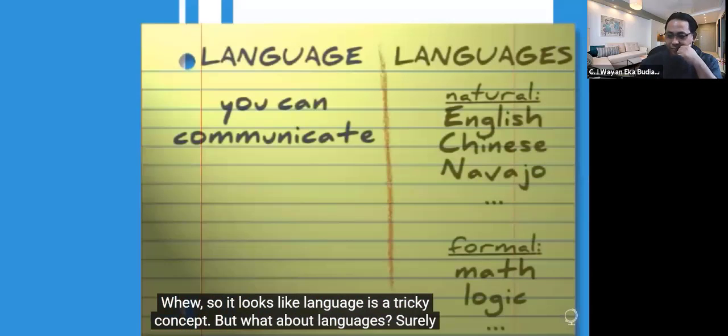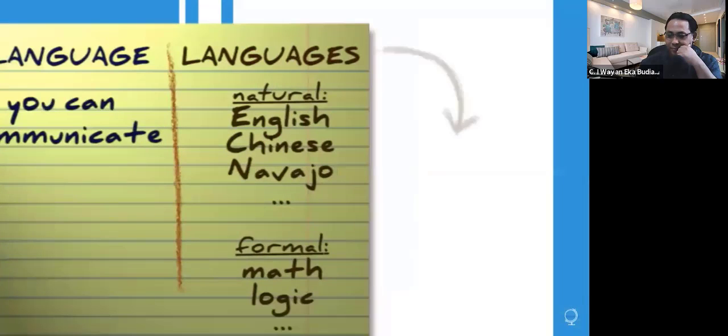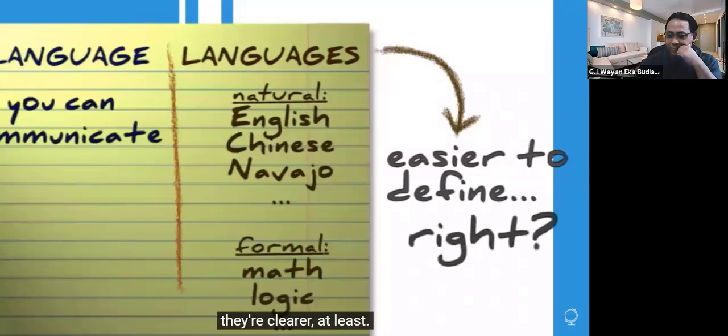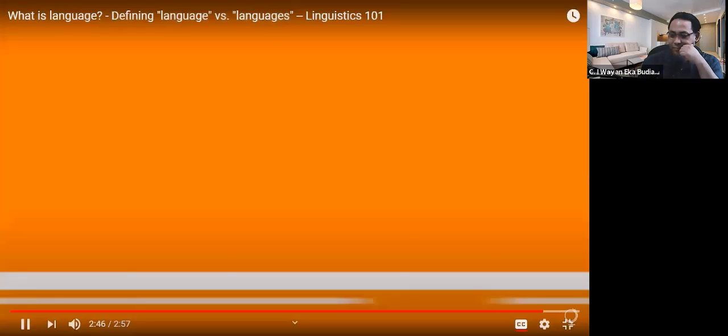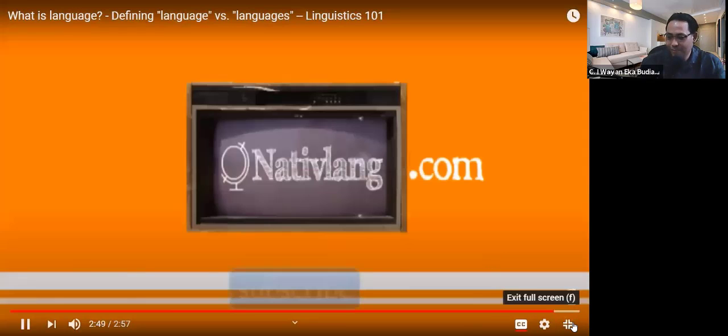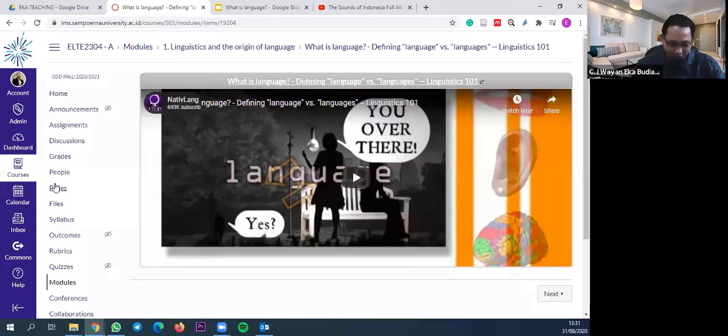So it looks like language is a tricky concept. But what about languages? Surely they're clearer at least. Okay, so that's something simple about language, which triggers us to think about the difference between language ability and language communication. Later on, I want you to get involved and write down definitions about language.